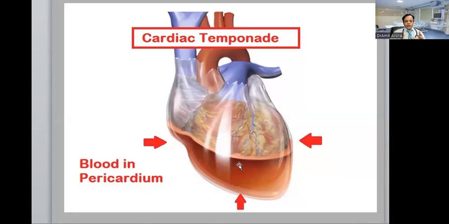So in pericardial effusion, what will happen? There will be gradual collection of the fluid. So the pericardium will gradually expand. So there will be no such kind of strangulation in pericardial effusion.